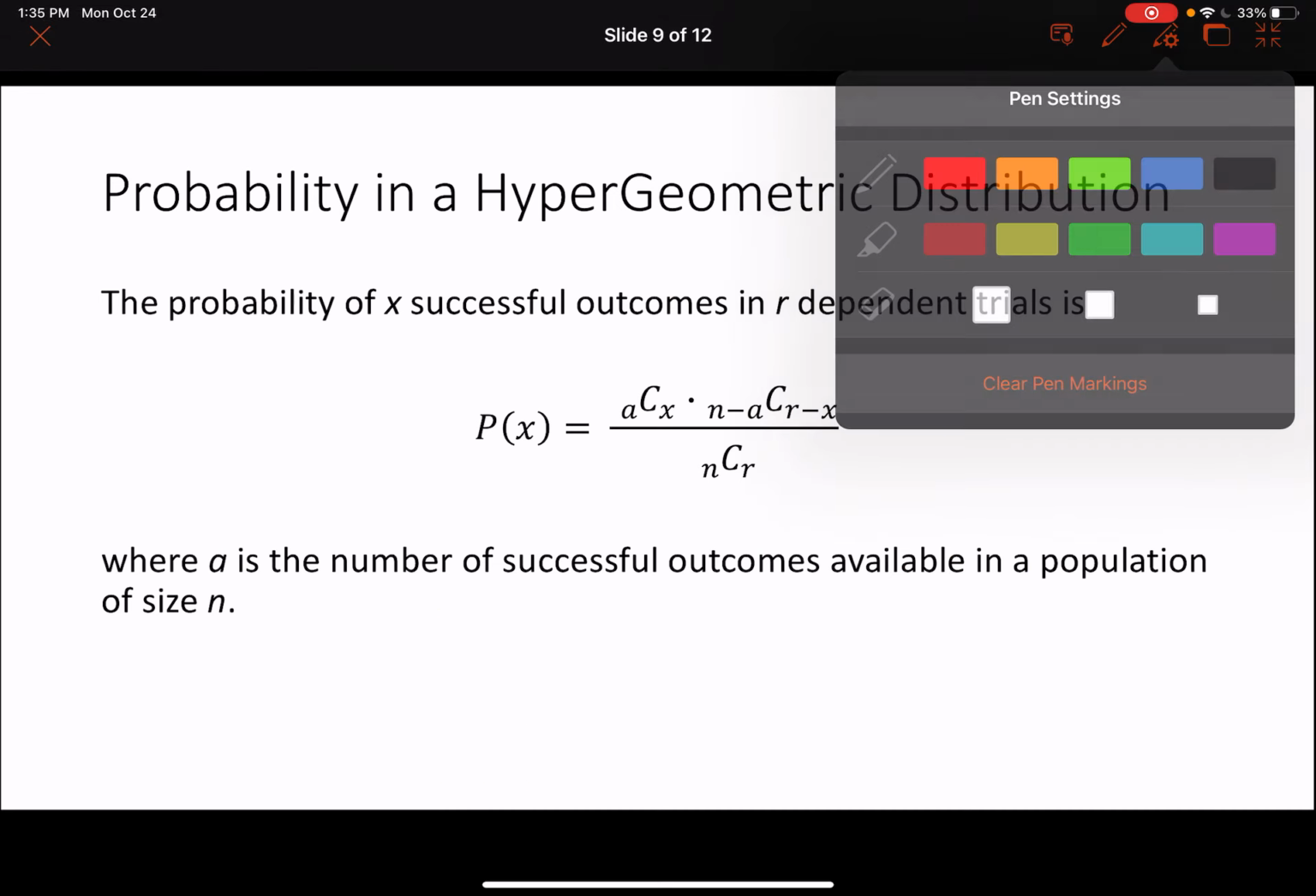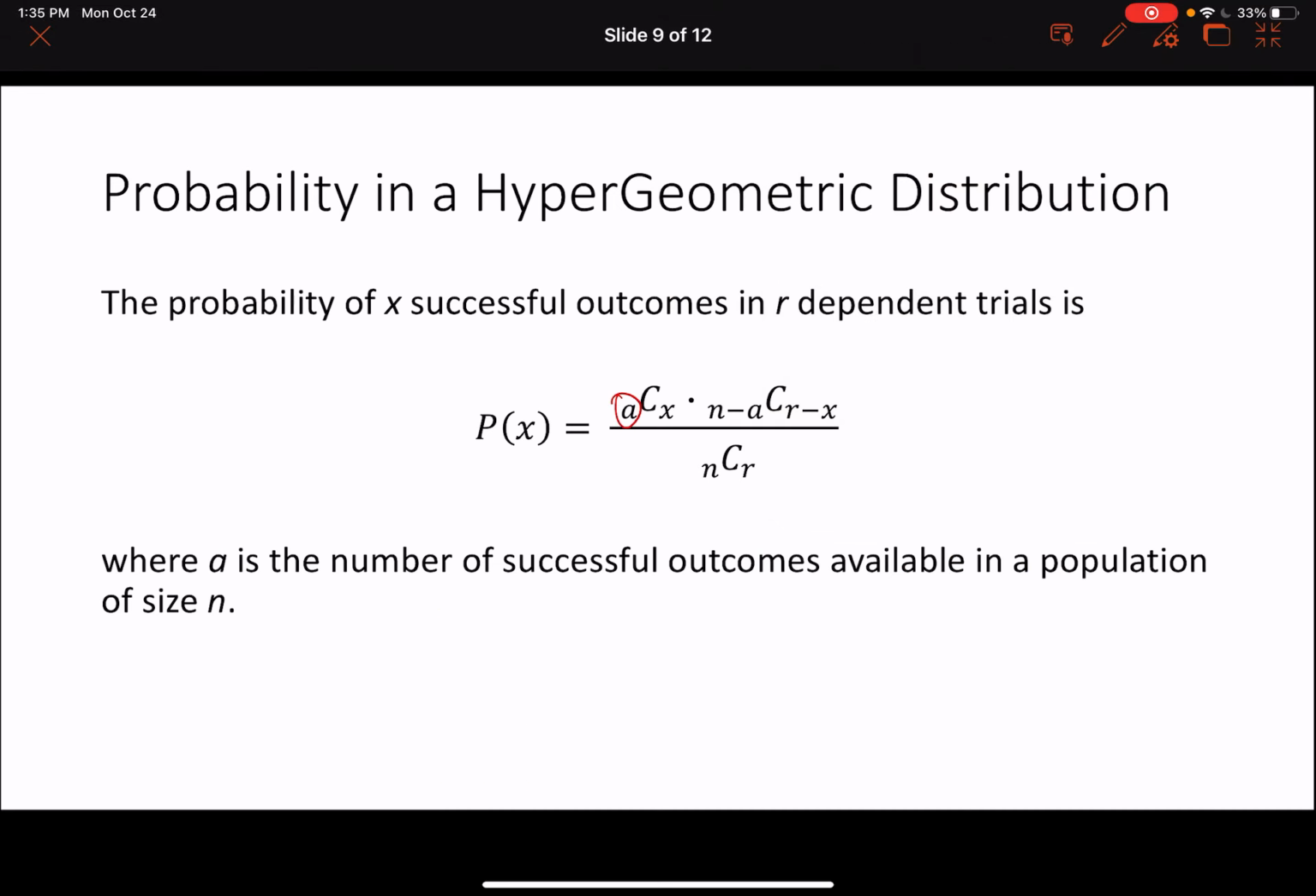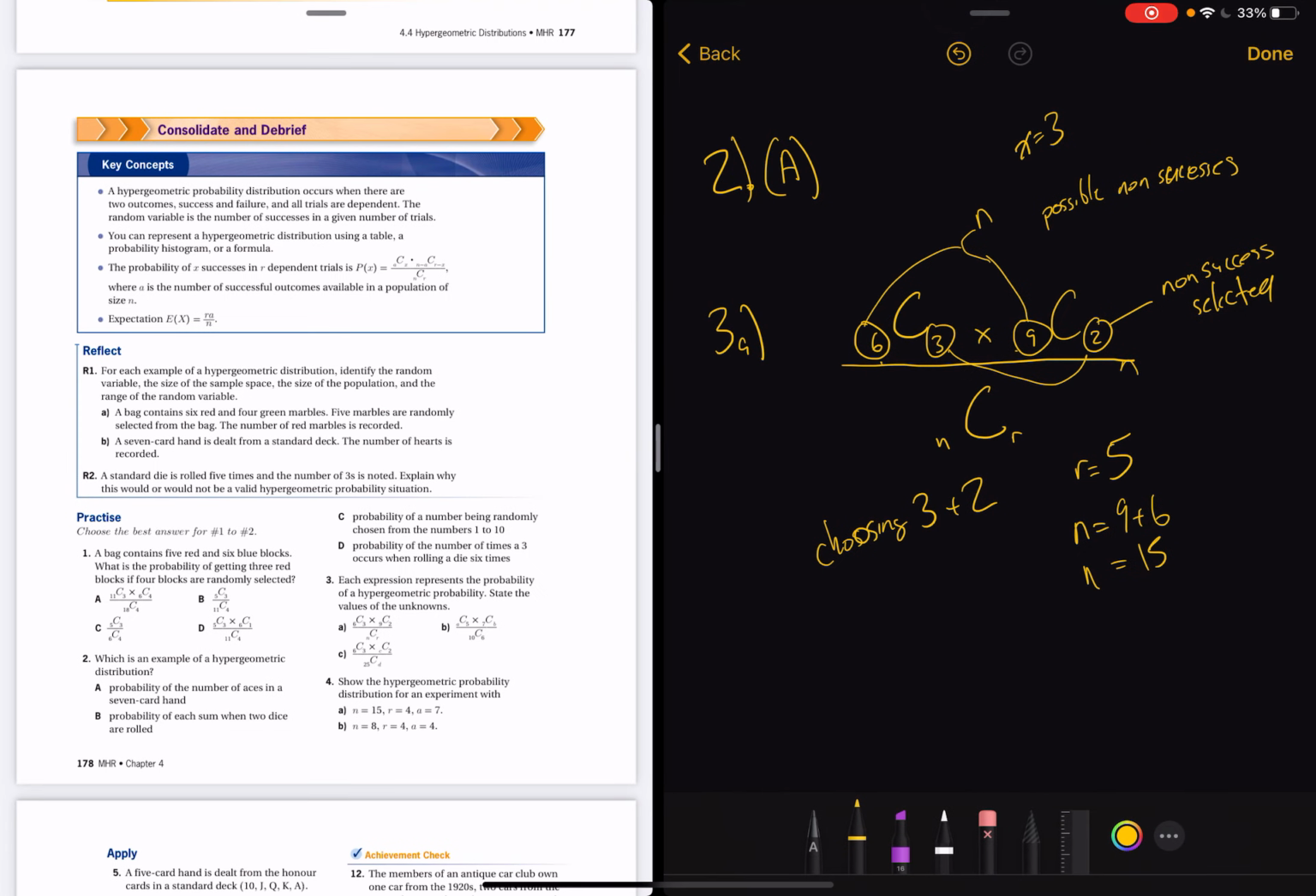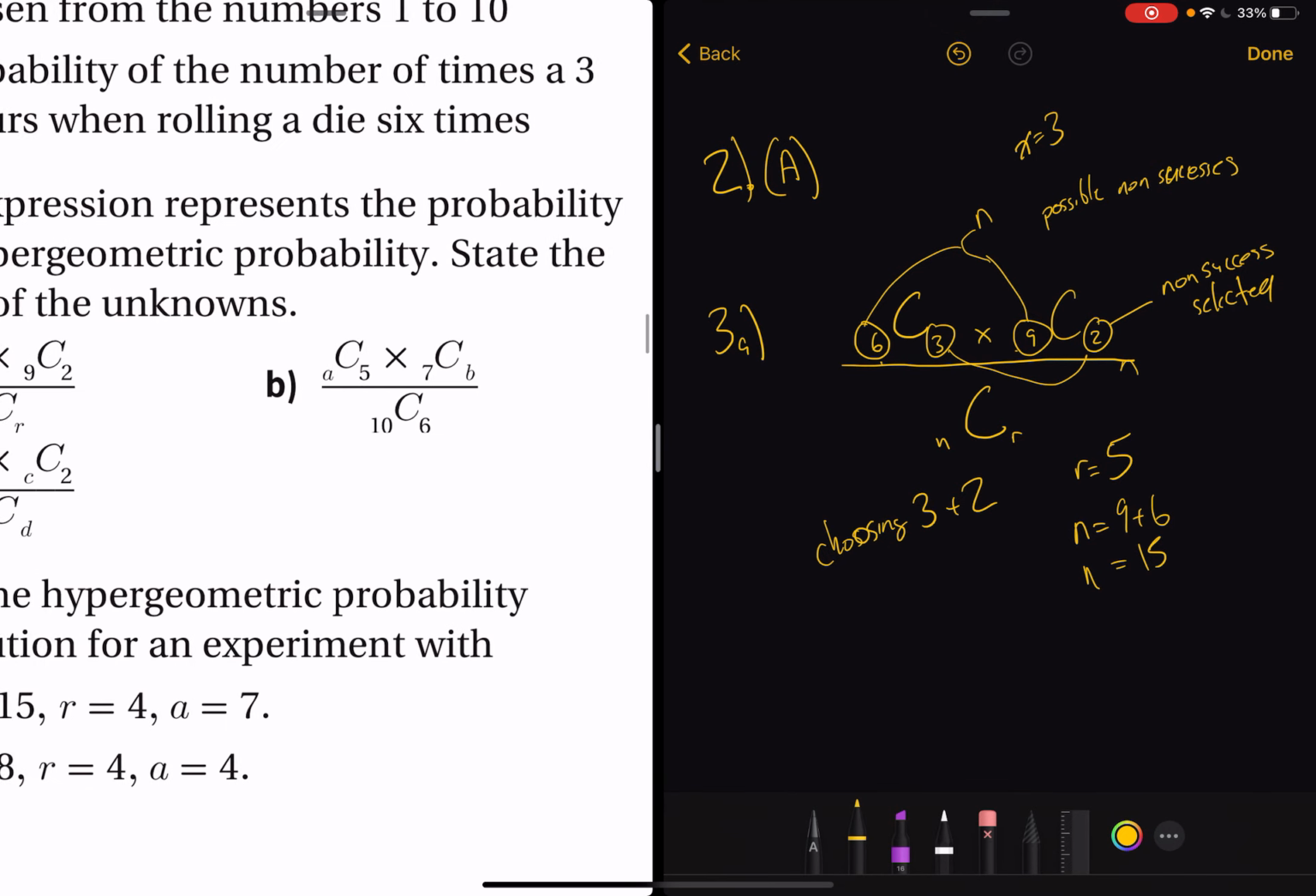I'm going to clear this. I said this and this, if we add them, a plus n minus a is equal to n. And I was right. And if I add these, x plus r minus x is equal to r. So if we add these, it's equal to r. And if we add these, it's equal to n. So that's a little bit of discard. That's a little bit that we can see there.